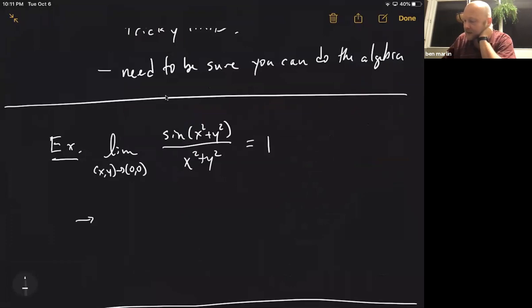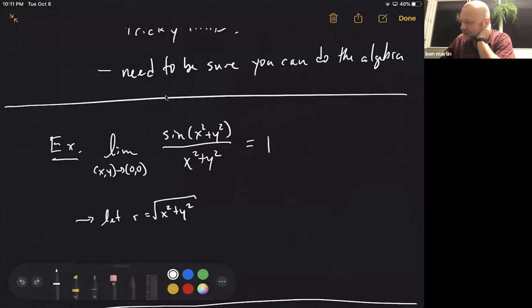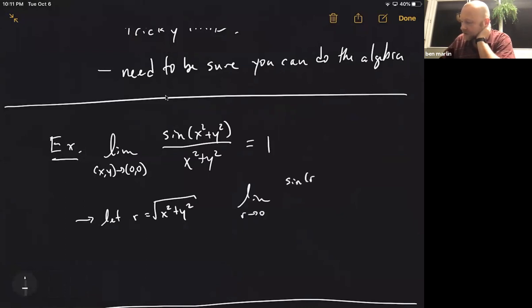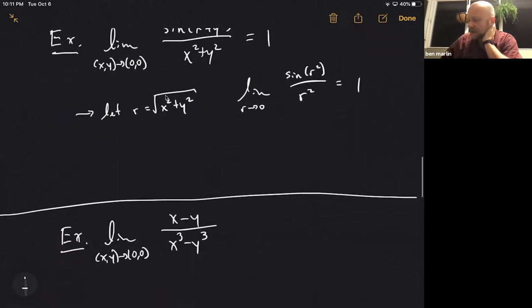If you're asked to back this up, then you'll let r be the square root of x squared plus y squared. This is something we talk about often as polar coordinates. Then you would be taking the limit as r goes to 0 of the sine of r squared over r squared. And that would turn out to be 1 by the limit that you did in Calc 1, all right? So looking at that graph gave us the kind of insight that we needed there.